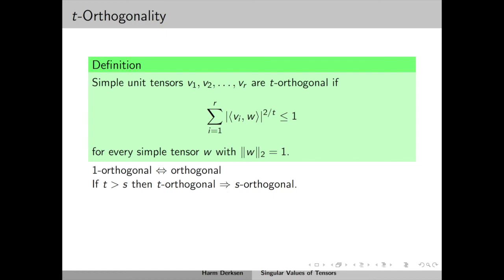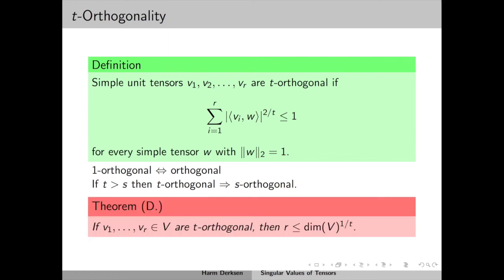But if t is smaller, then the inequality becomes weaker, and if t is larger, then the inequality becomes stronger. So 1-orthogonal in this definition is equivalent to just being orthogonal. So if t is larger than s, then t-orthogonal implies s-orthogonal. So we get stronger notions of orthogonality.